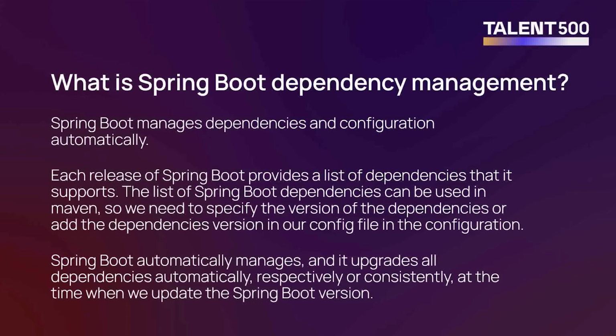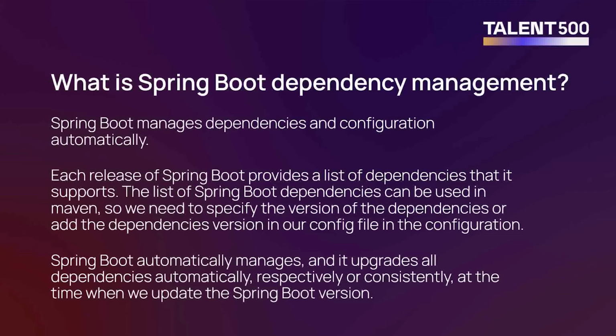We need to specify the version of the dependencies or add the dependencies version in the config file in the configuration. Spring Boot automatically manages dependencies and it upgrades all the dependencies consistently at the time when we update the Spring Boot version. So you have to add those at the respective places and it automatically manages the upgrades of the dependencies.